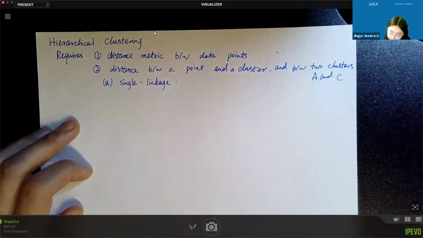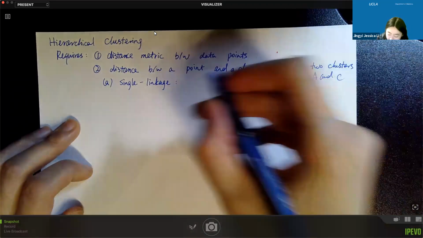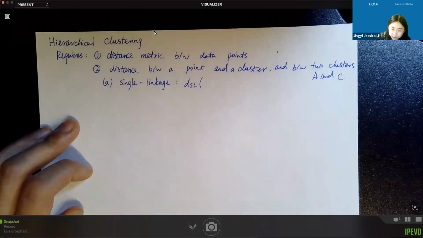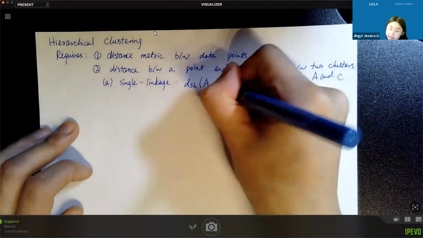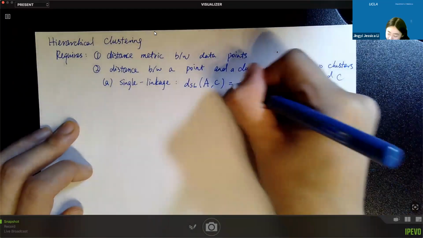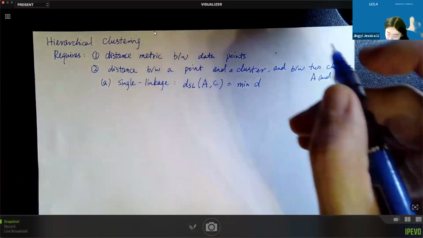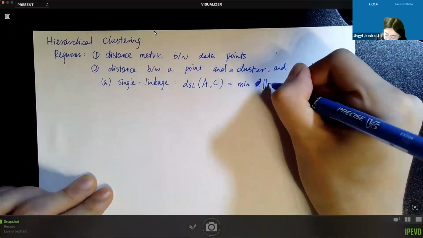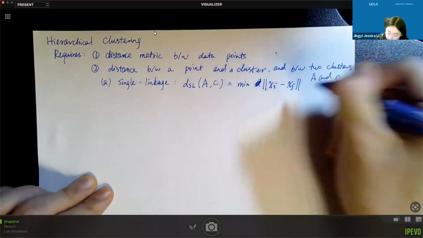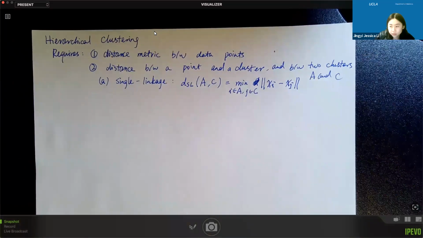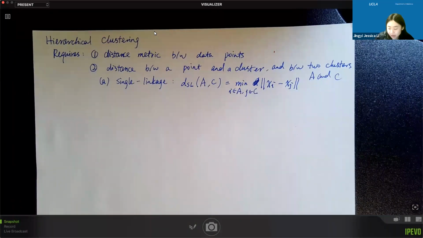Then the single linkage, using the subscript SL, between A and C, is defined as the minimum distance between points Xi and Xj, where i is in A, j is in C. I take pairwise points, one from each cluster, calculate their distance, and from those pairwise distances, I take the minimum. I call that the distance between the 2 clusters.